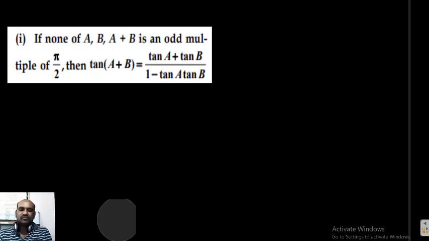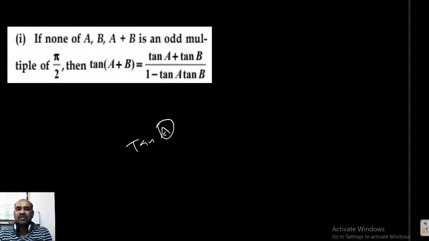Okay. So here tan a should be defined, means a should not be in the form of 2n plus 1 into pi by 2. Tan b should be defined, means b should not be in the form of 2n plus 1 into pi by 2. Tan of a plus b is also defined, means a plus b should not be in the form of 2n plus 1 into pi by 2. That is given clearly here. So a, b and a plus b are not odd multiples of pi by 2. Then this formula is valid. Okay.